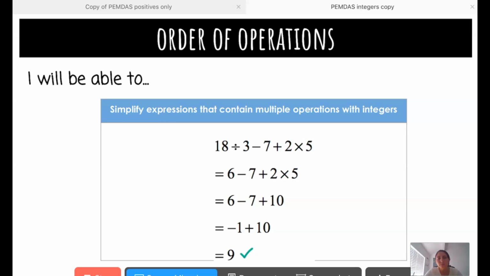Hey class, today we're going to be looking at order of operations again, but this time with positive and negative numbers. So by the end of this lesson, you'll be able to simplify expressions that contain multiple operations with integers.